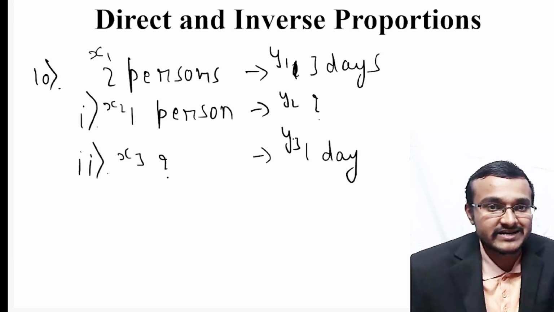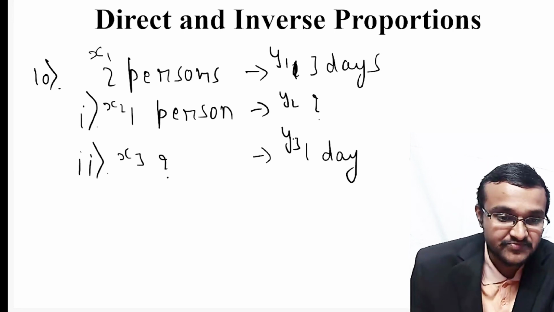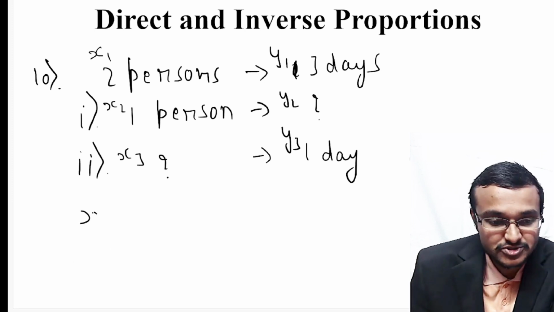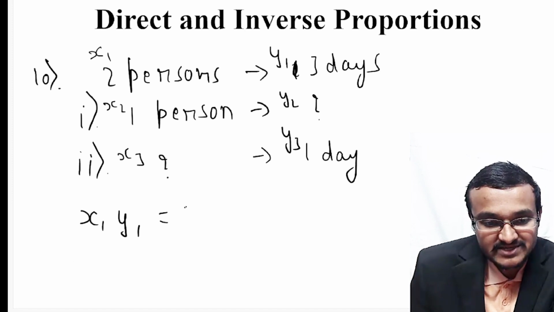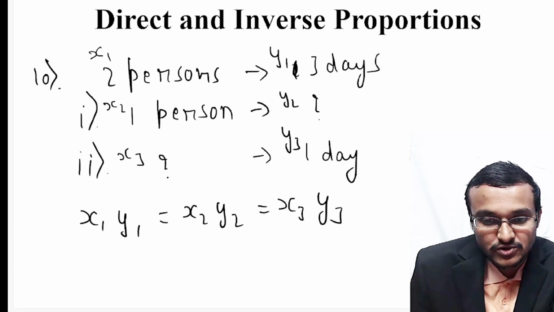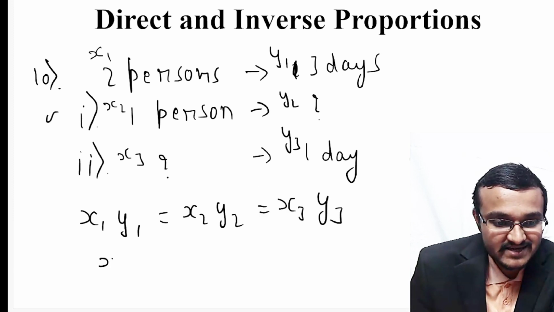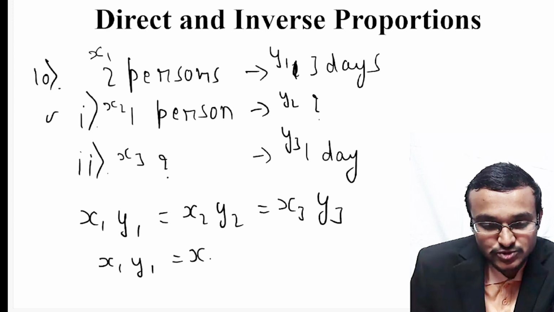If more persons are there means they can do the same job in less time. So time goes on reducing. Number of days goes on reducing. So here also this is inversely proportional. You can directly take this particular equation x1 y1 is equal to x2 y2 is equal to x3 y3. So to solve this first question, let us take x1 y1 is equal to x2 y2.